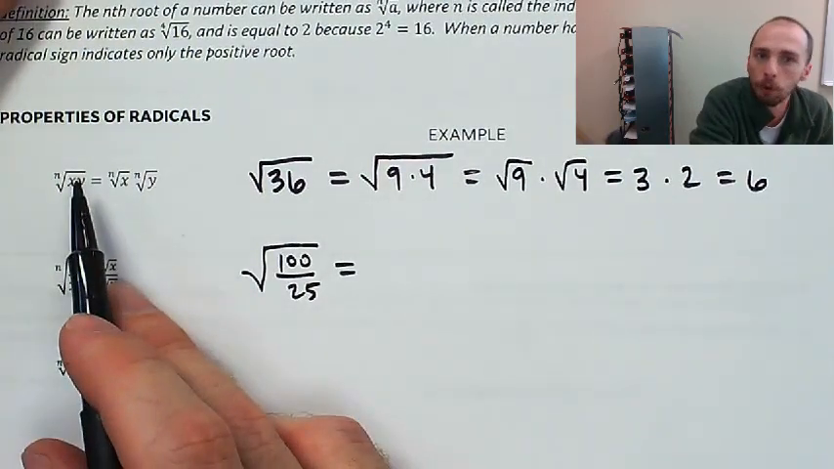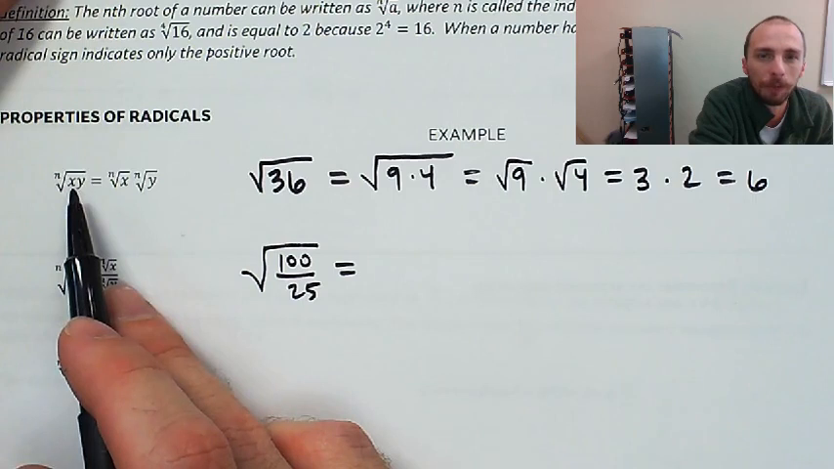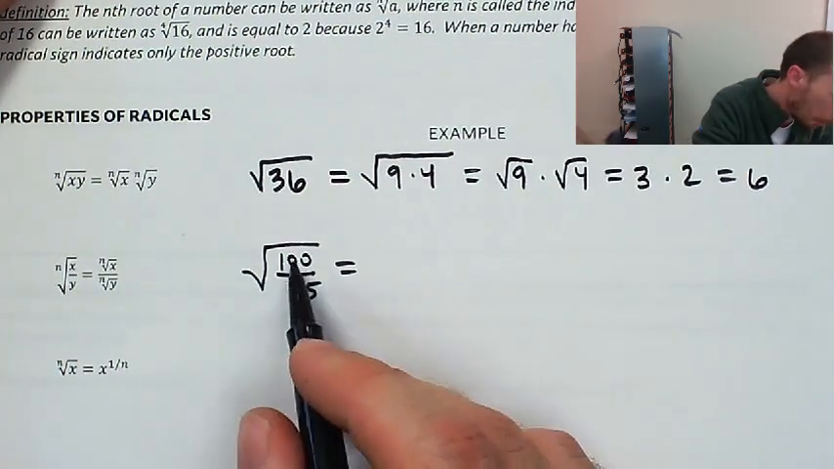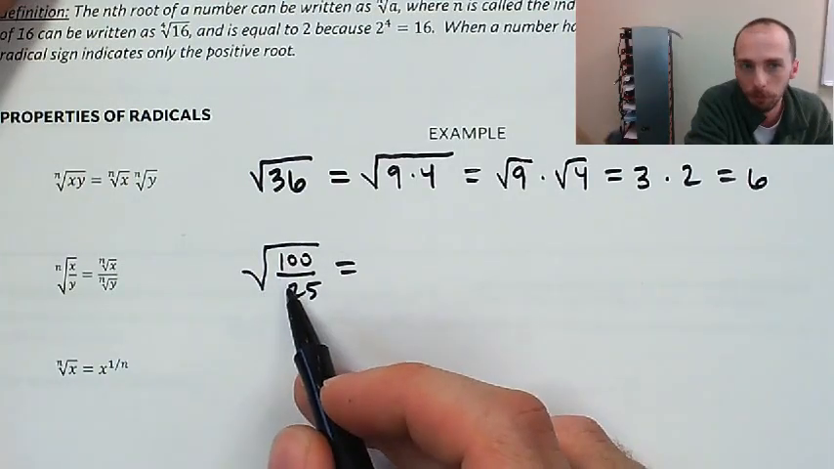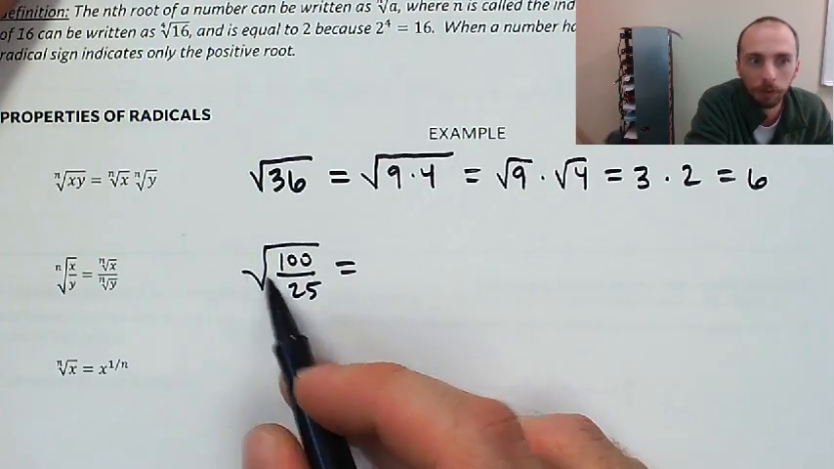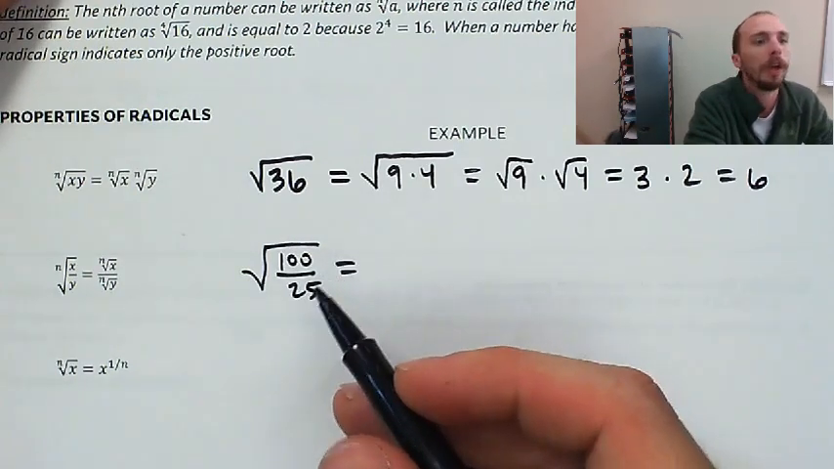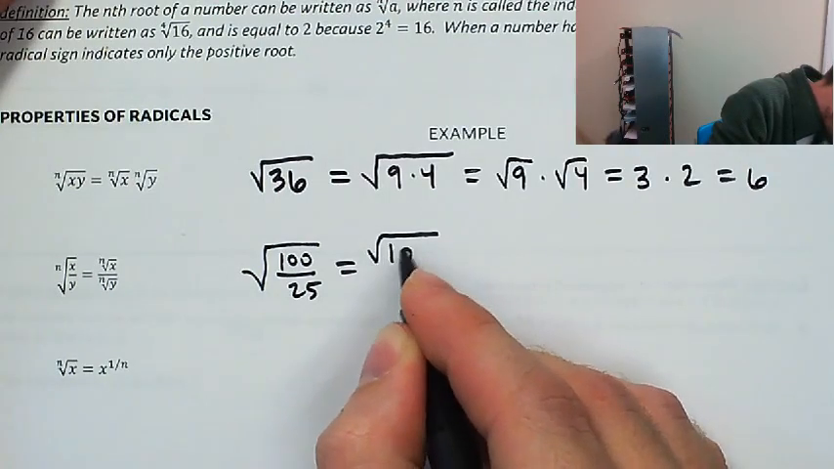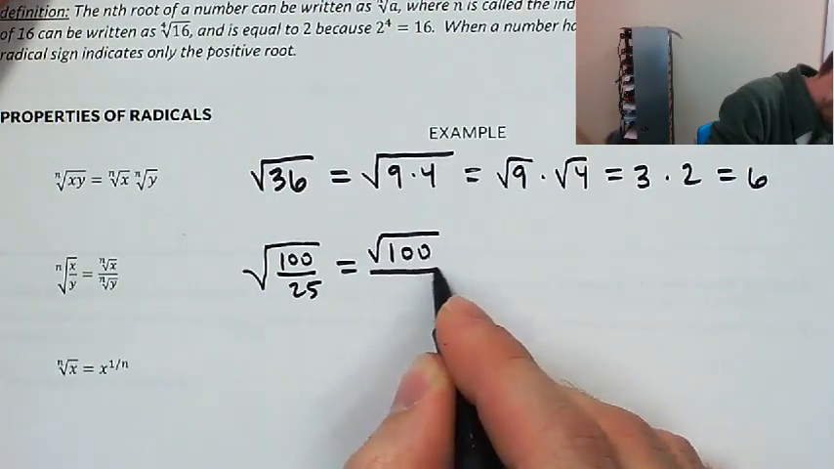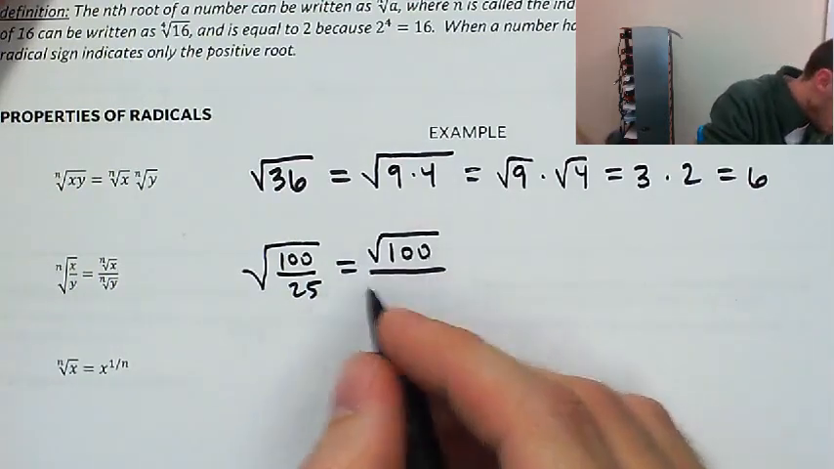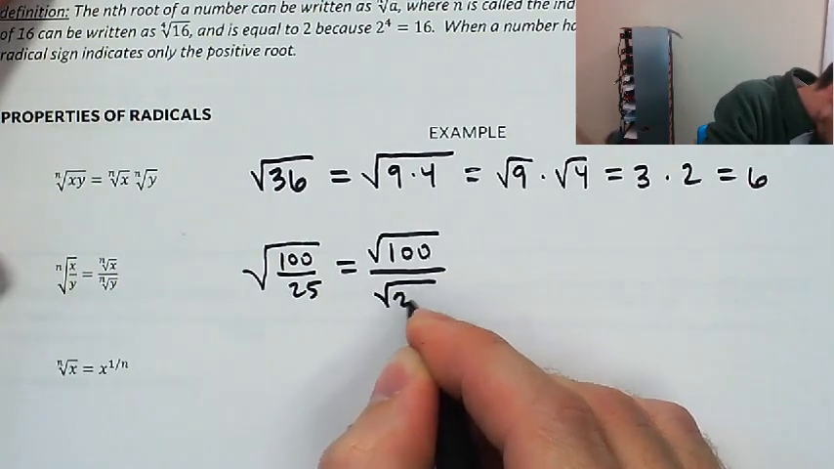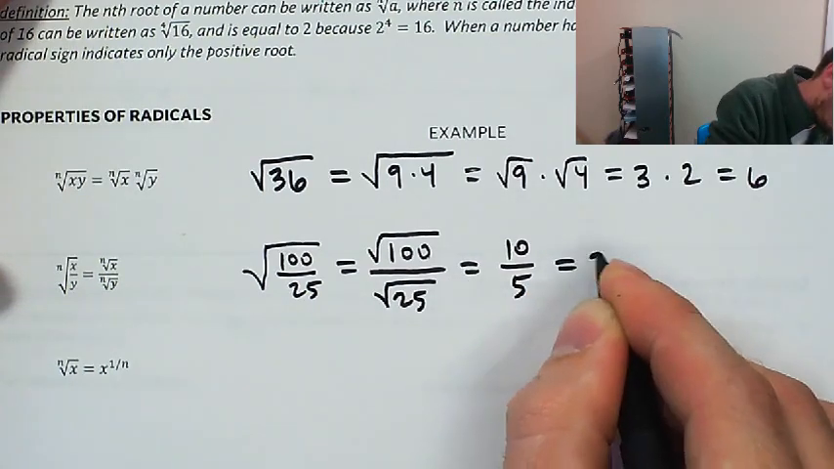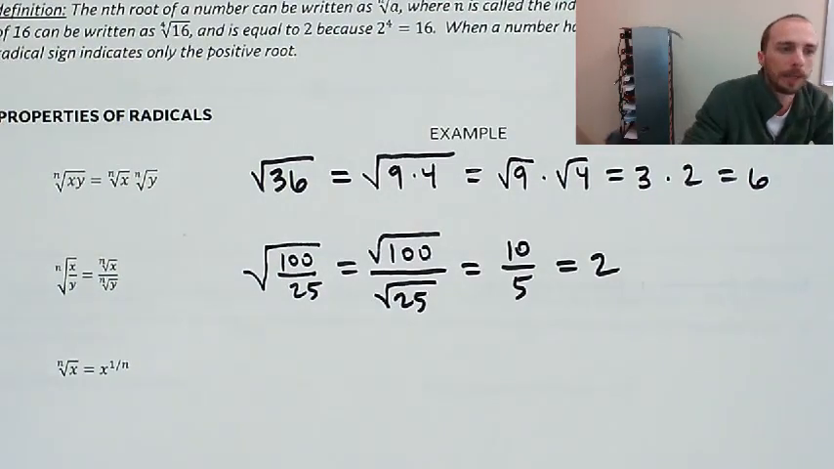This is not true over addition. The nth root of x plus y is not equal to the nth root of x plus the nth root of y. And then the square root of 100 over 25, we know that's the square root of 4, because 100 divided by 25 is 4, so it's going to come back 2. But it might be good for us to look at how the property works. The root of a quotient is the quotient of the roots. So it's the square root of 100 divided by the square root of 25, and that's going to equal 10 divided by 5, which is the 2 we were expecting to get.